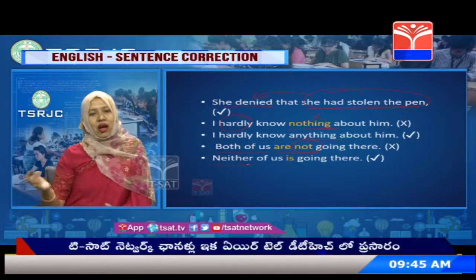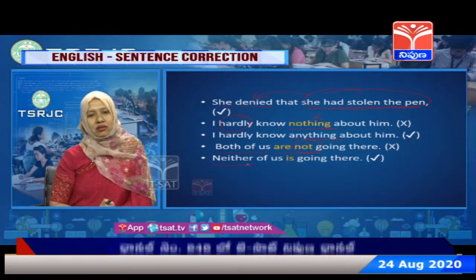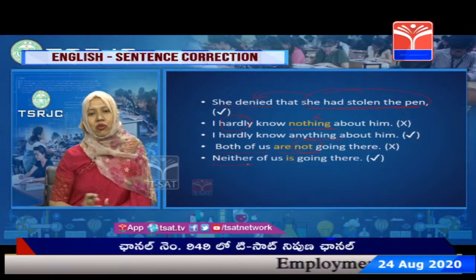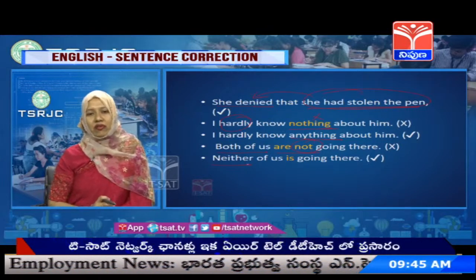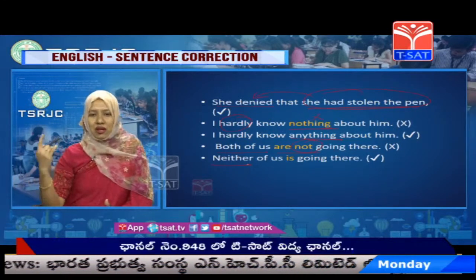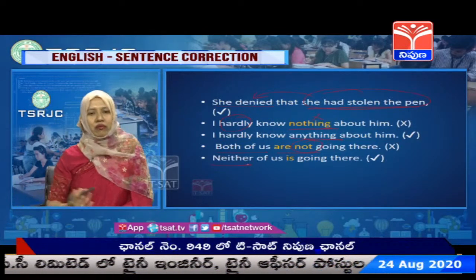Neither she nor I am going there. Neither of us is going there. Nobody is going there, nobody is going to the movie or marriage or attending the function or class, nothing. Neither of us: out of two persons, neither of them, nobody. Neither she nor I am going.